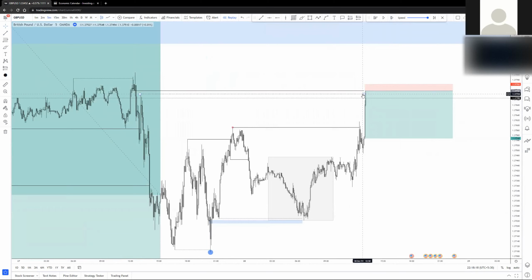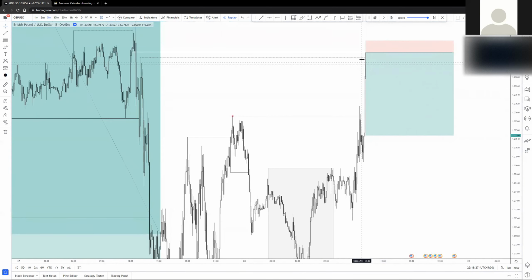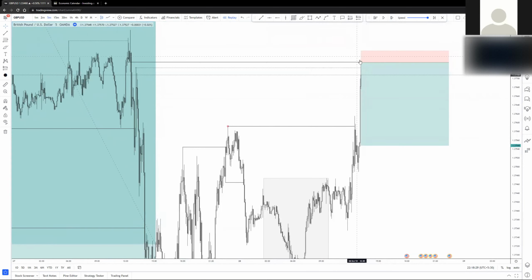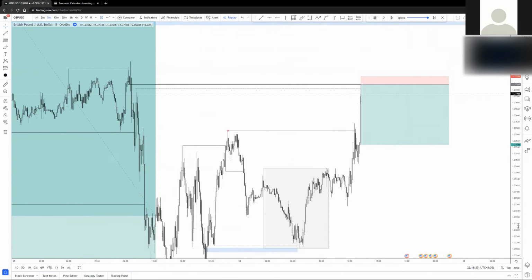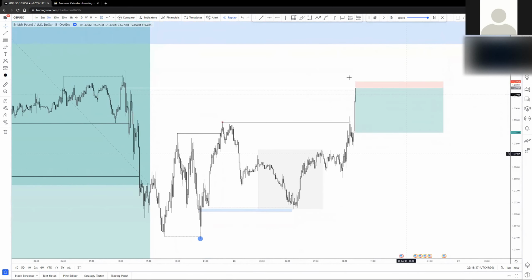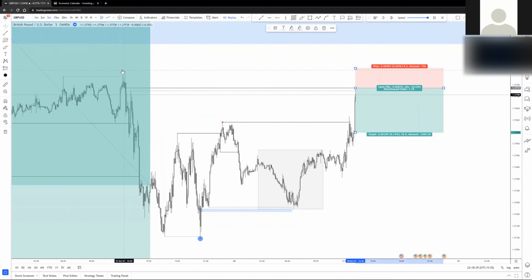We know their intentions. Like ICT says, if price is reaching your point of interest with high momentum, it's going to be high probability. Most people will fear that, but he says the quicker it reaches your point of interest, the higher the probability, the better. Now you can have your stop loss above the strong high, no problem. That's your personal preference, but I don't like that. I'm going to have it above this wick, above this candle.